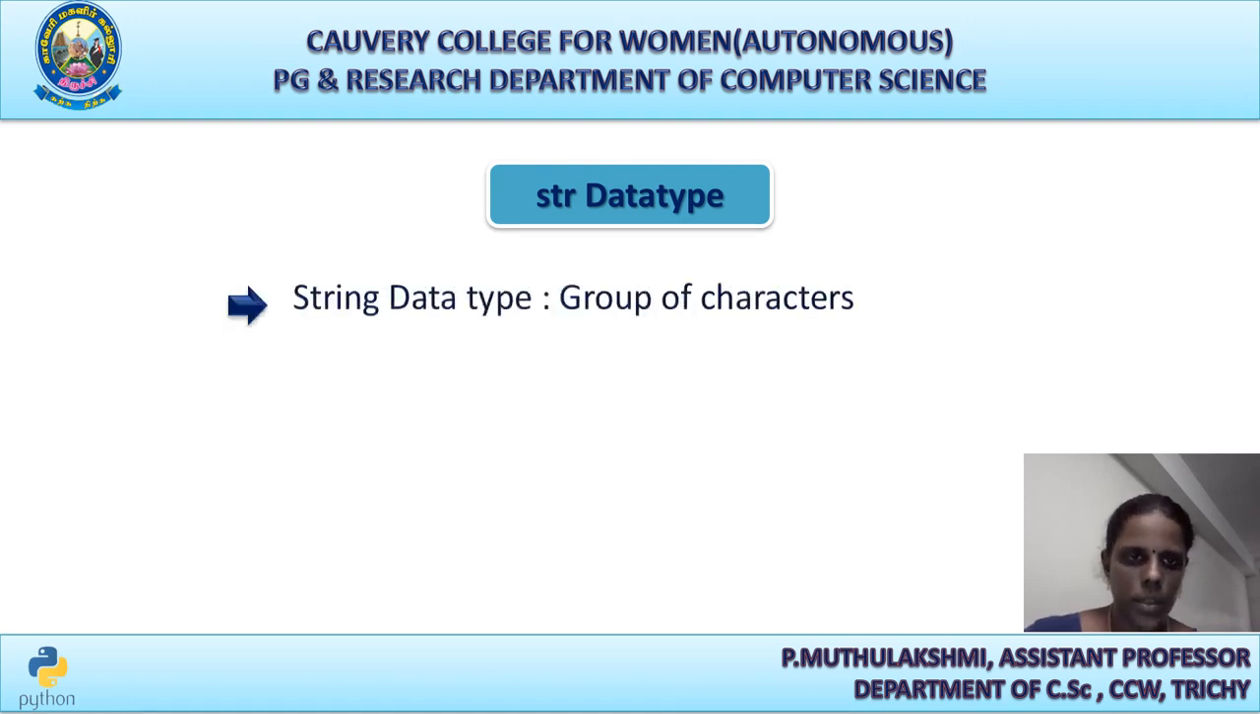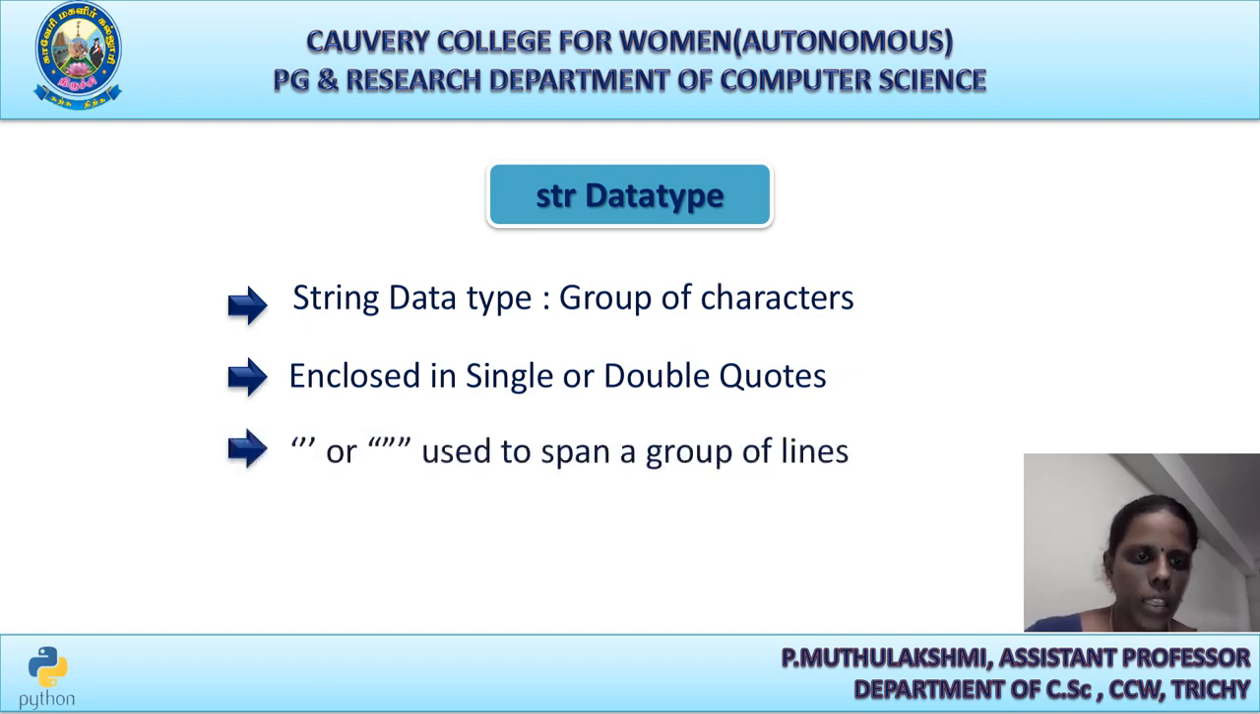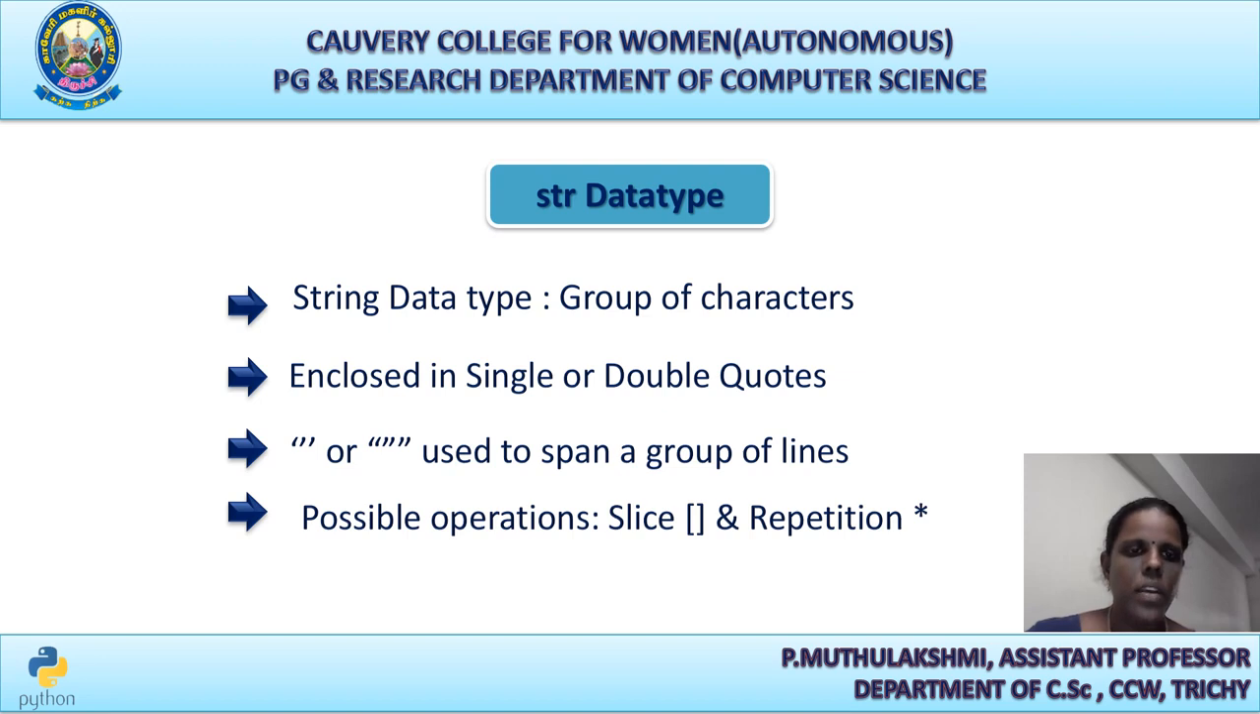String data type. str is denoted as the string data type. The string data type consists of a group of characters. Every group of characters is enclosed in single or double quotes. Otherwise, we can use triple single quotes or triple double quotes, which are used to span a group of lines. Some of the possible operations with strings are the slicing operation and the repetition operation.